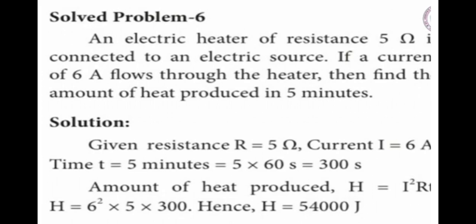So I squared, 6 squared into what is the resistance? That is 5 ohm, 5 into what is the time? 300 seconds. So substitute all the values and multiply it. We will get finally 54,000 joule. H is equal to 54,000 joule.